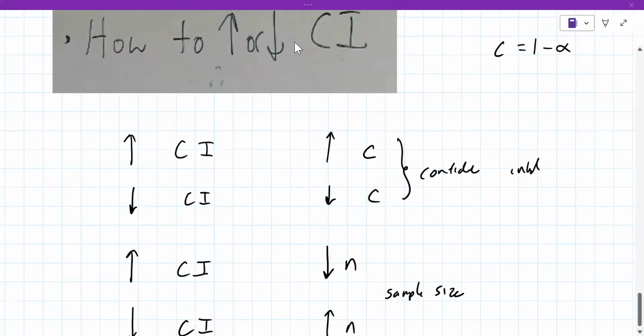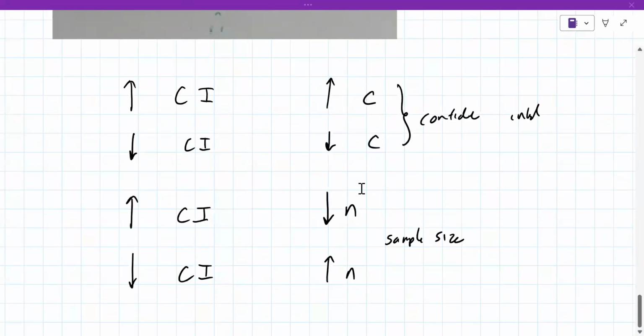But I think you're going to get a question like this, multiple choice or something: what happens when you increase C, or what happens as you decrease N? That's kind of the thing you might be looking for.